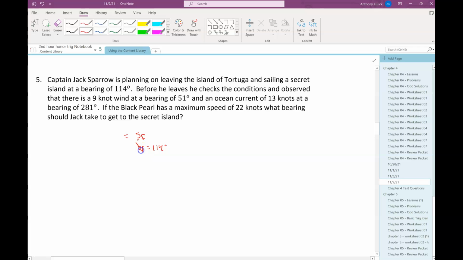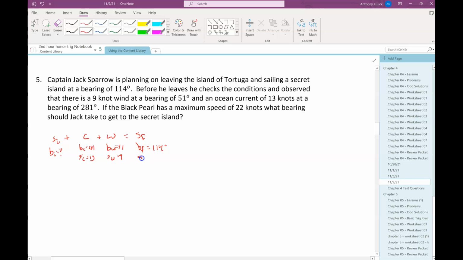So I'm going to use like a B sub F for the bearing. And to get there, well, we have a wind that has some bearing that's blowing at some speed. We also have some ocean current that's flowing at some bearing at some speed. And then we're going to have our ship, and we're asked, hey, what bearing do we need to set sail on?